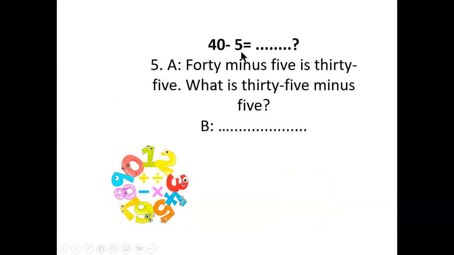40 minus 5. What is 40 minus 5? 40 minus 5 is 35. What is 35 minus 5? It is 30.